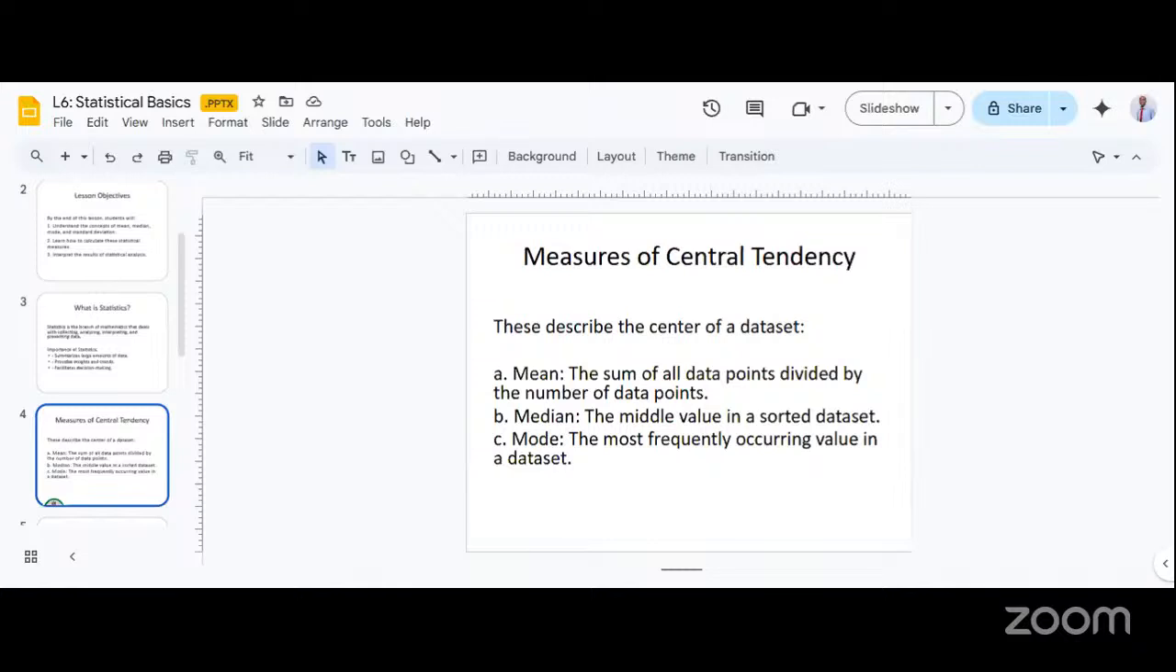So how the mean formula works is that it sums all of the data points, then divides it by the number of data points. So in the example I gave, I said 1, 2, 3, 4, 5. So we have 5 digits in that data set.